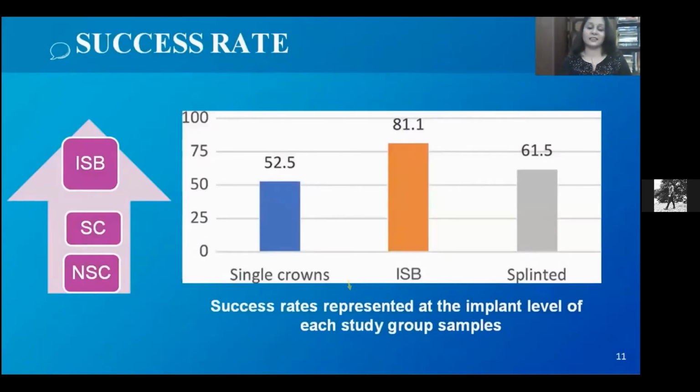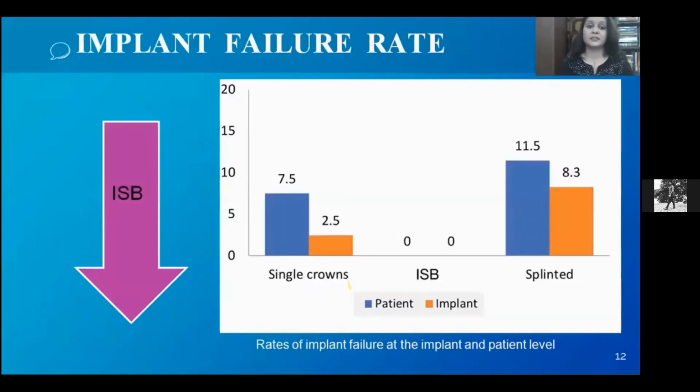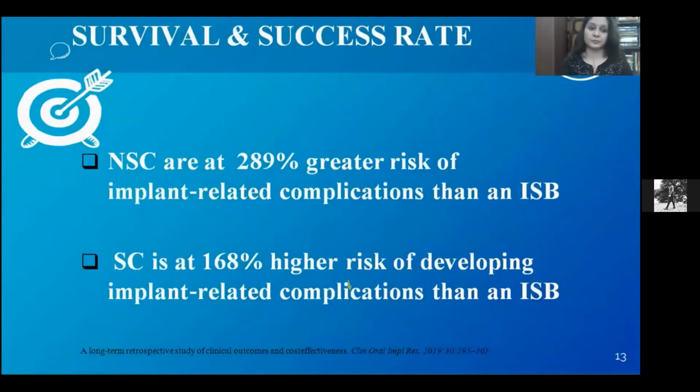Let's analyze this fact, taking 1 parameter at a time. A recent long-term retrospective study reported increased success rate and reduced implant failure rate in relation to implant-supported bridges as compared to splinted restorations or non-splinted restorations. In other words, non-splinted crowns are at 289% greater risk of implant-related complications, and splinted crowns are at 168% higher risk of developing implant-related complications compared to implant-supported bridges.